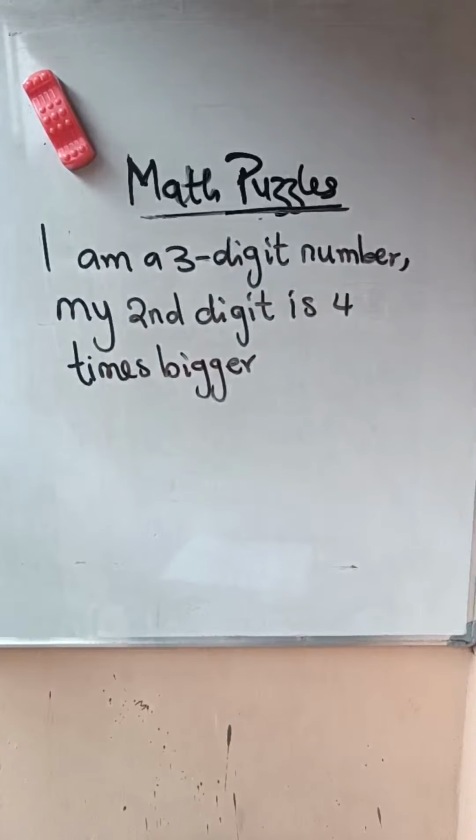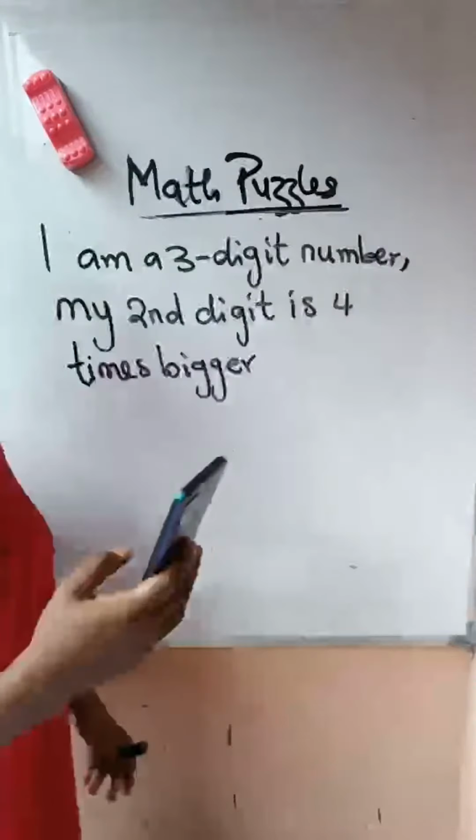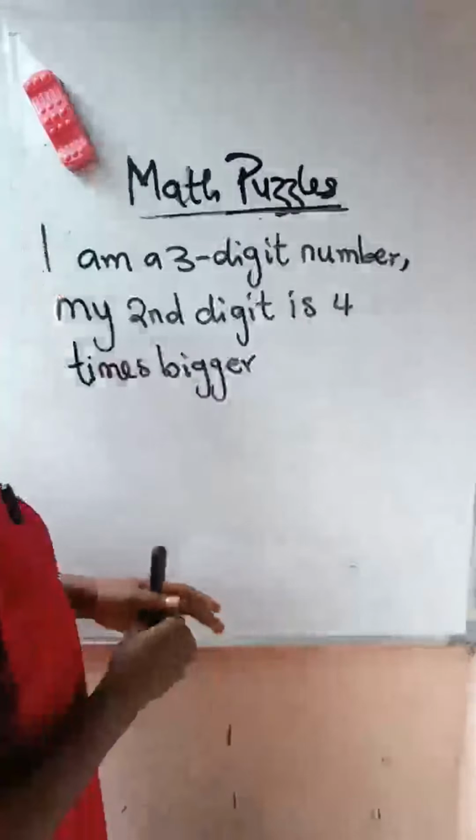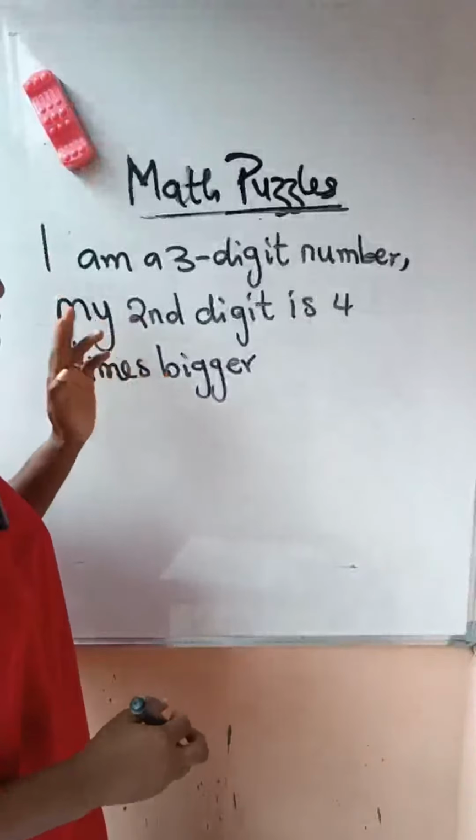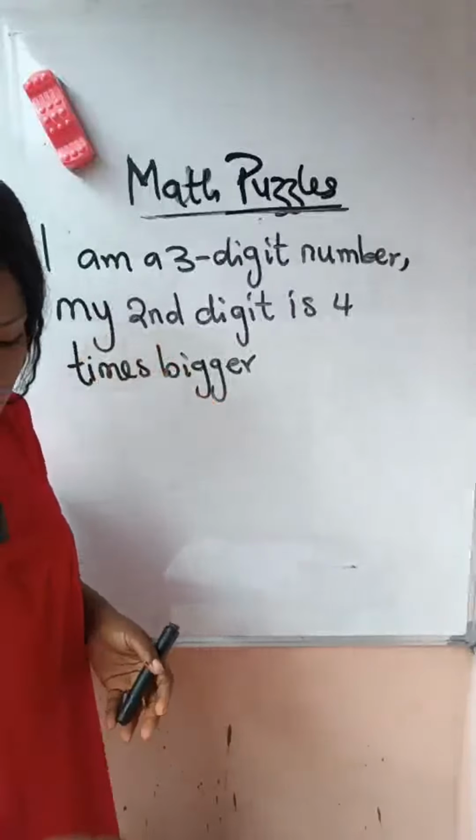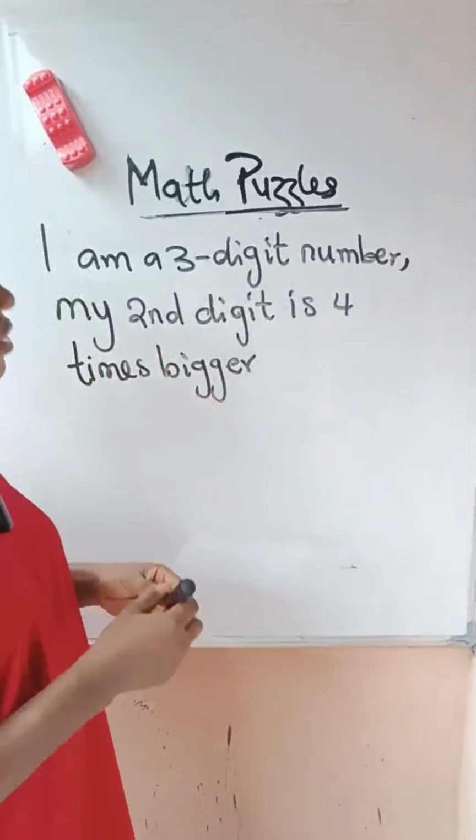I am a 3-digit number. My second digit is 4 times bigger than the third digit.